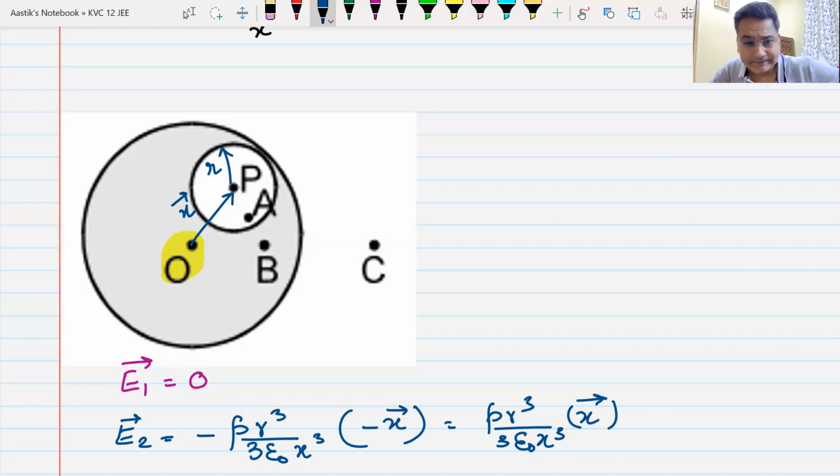Do we understand this? Ho gaya. Done. Yes or no? Done, sir. Point B remains. How will you get it for point B?